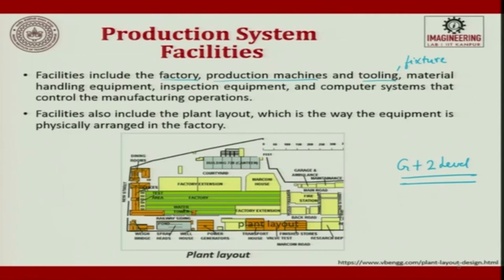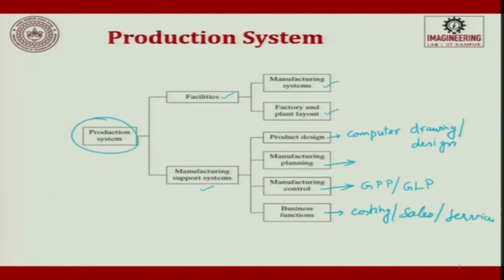The facilities also include the plant layout, which is the way the equipment is physically arranged in the factory. So, this comes under production system facility. Production system talks about two things, one is facility and manufacturing support system. In facilities you have manufacturing system and factory layout. And in manufacturing support system, we have product design, manufacturing planning, manufacturing control and business function.